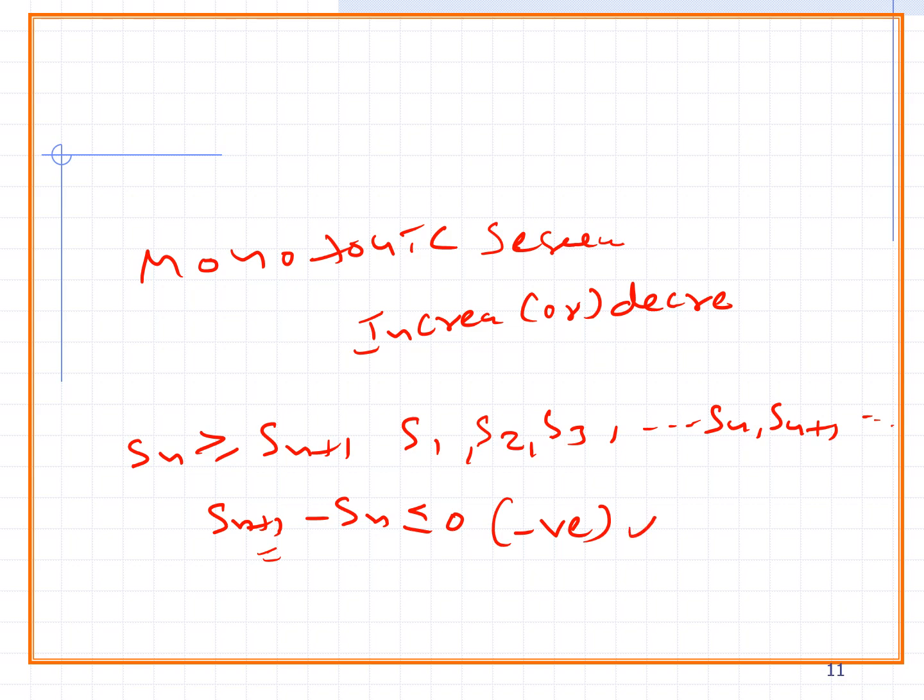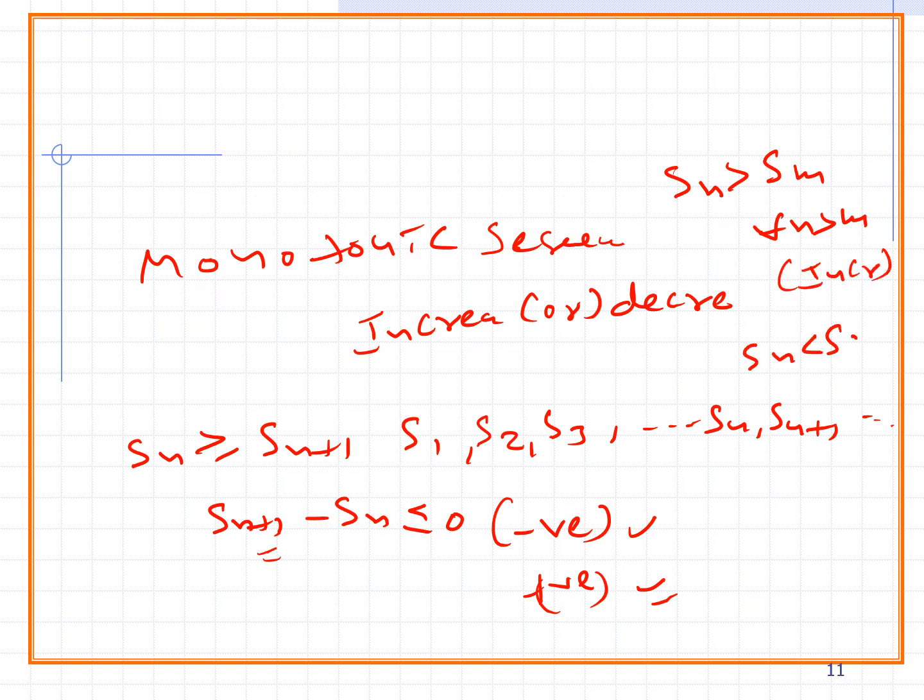For the increasing sequence, it is the reverse. You get positive values. At that time, the sequence is called an increasing sequence. Either a decreasing sequence or an increasing sequence is called a monotonic sequence. Sometimes they denote it like this: Sn greater than Sm for all n greater than m. This sequence is called an increasing sequence. Otherwise, Sn less than Sm for all n greater than m. This sequence is called a decreasing sequence.